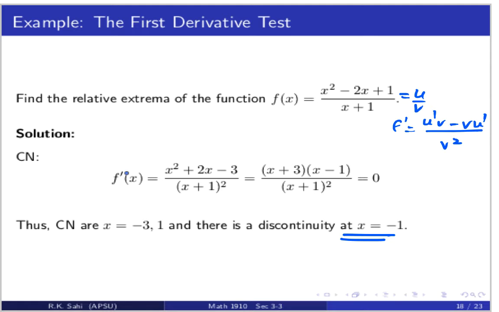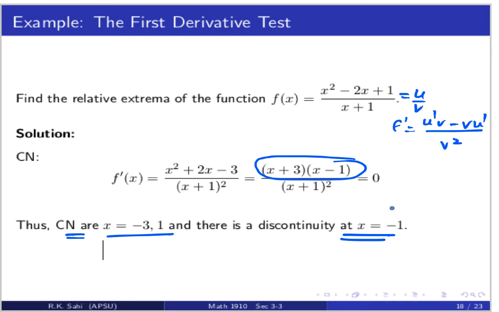So for this derivative to be 0 to get the critical numbers, that means the numerator has to be 0. So what are my critical numbers from here? X is minus 3 and 1. Now, they're going to be 3 points, and that means we'll have 4 intervals. But 2 of them, remember, minus 3 and 1 are critical, whereas minus 1 is the discontinuity. That means that's a point where you basically have a vertical asymptote.